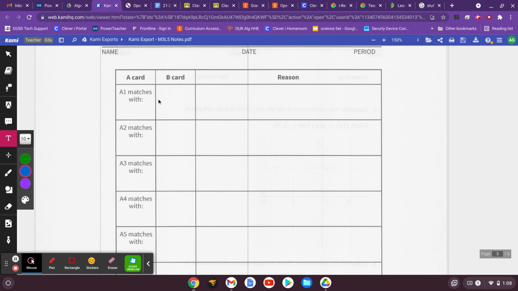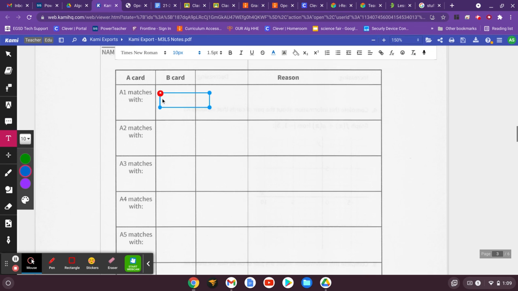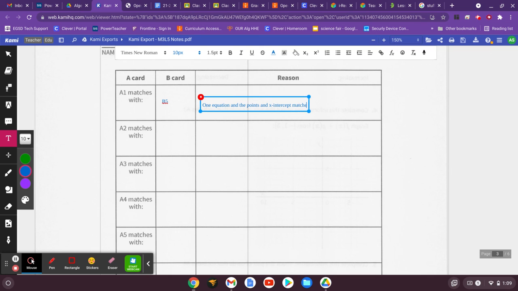So I'm going to go back to my sheet here, and I'm going to put, just in blue, B card is B5, and then we're going to justify it over here. So it was one equation. We were looking for that equation. And the points and x-intercept matched, as well as the domain. So all the pieces ended up working on here.